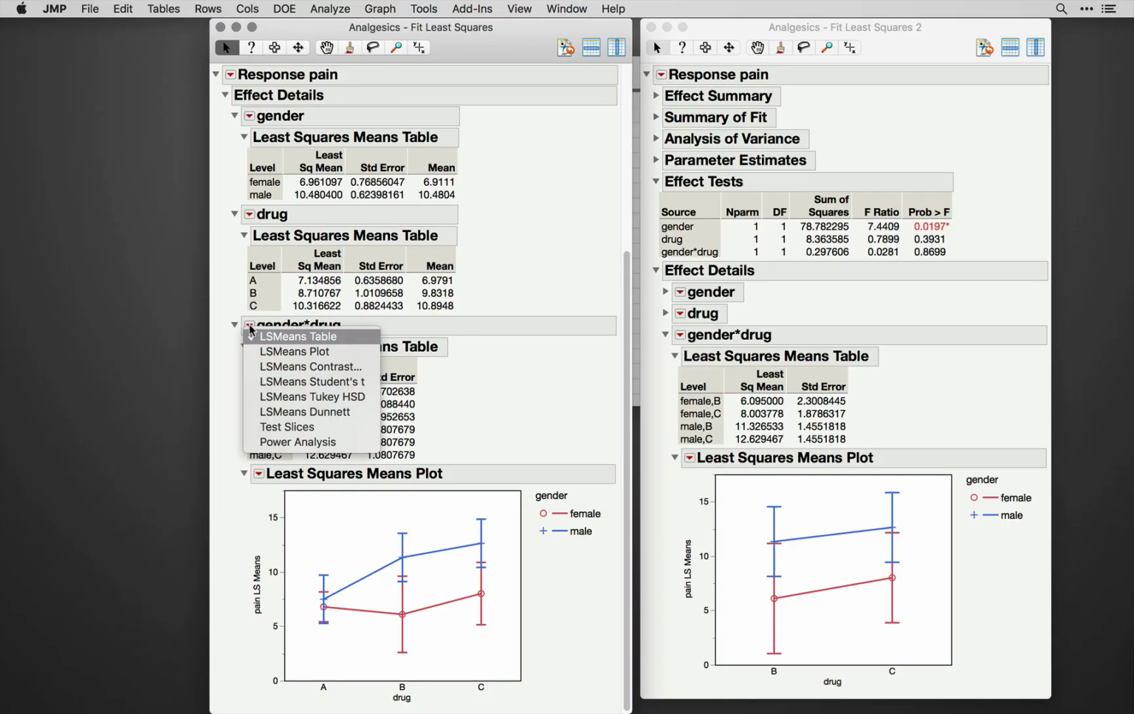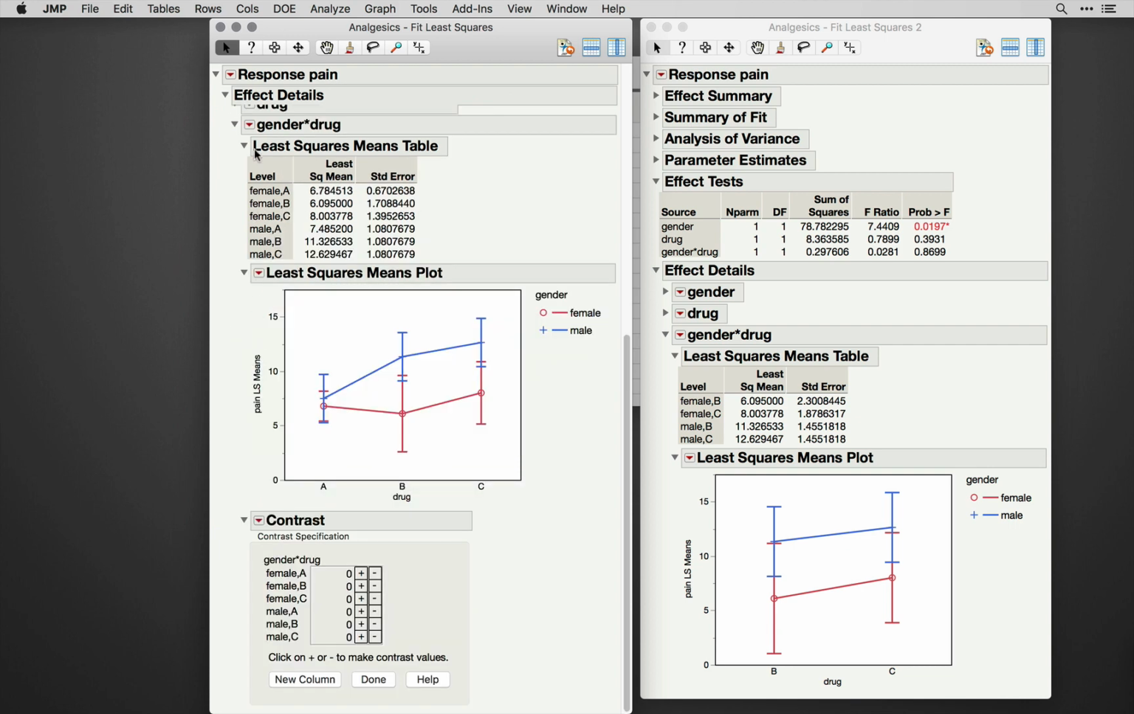If we go to the left-hand side and pull open our trusty contrast panel, again under your factor effect red triangle, the interaction term is going to be definable using this contrast panel.